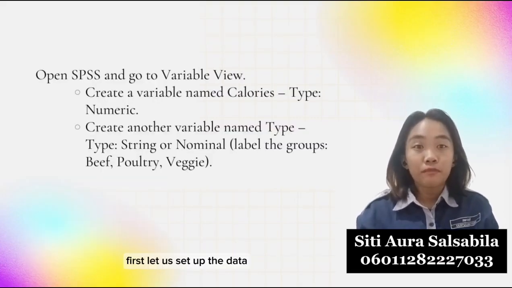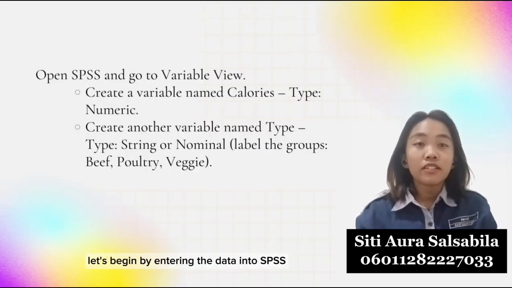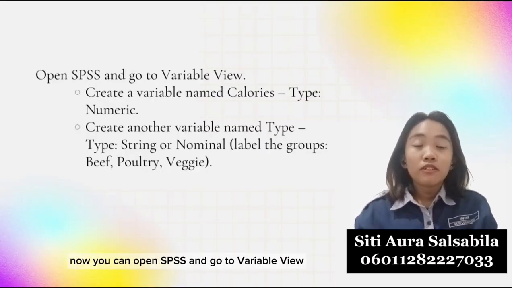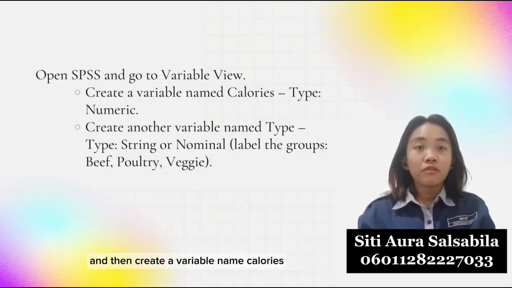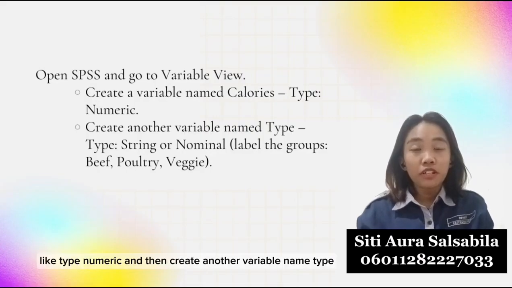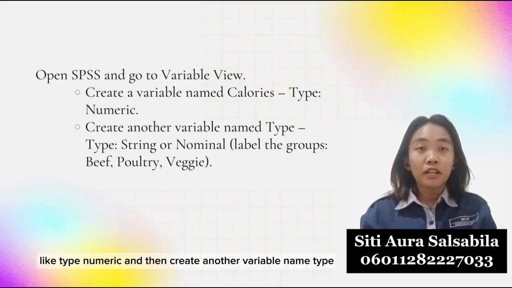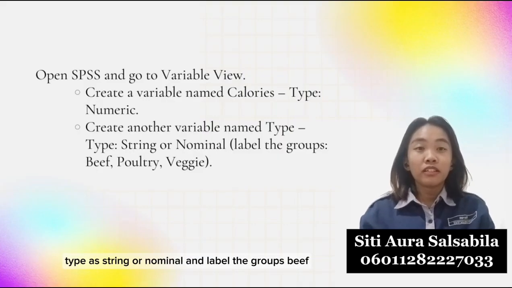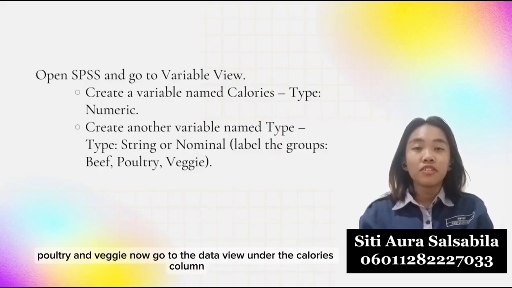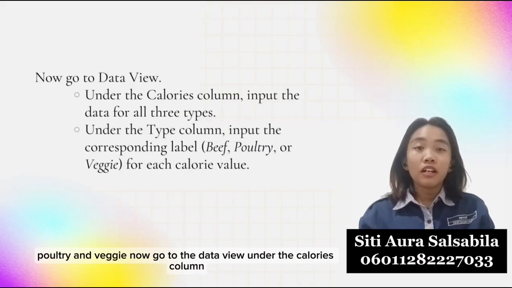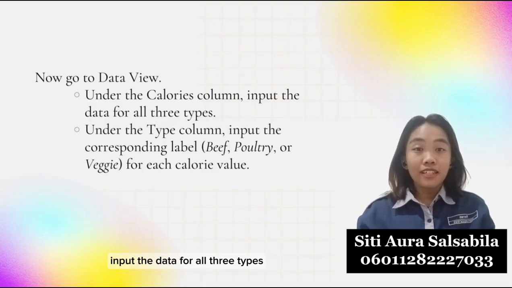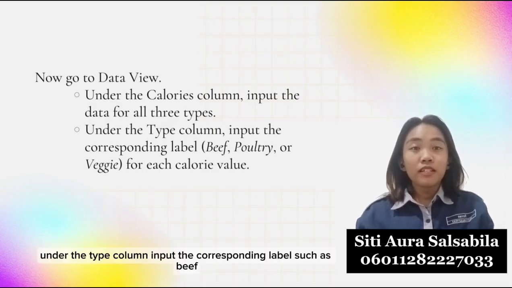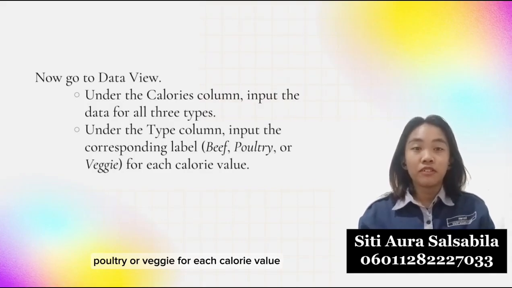First, let us set up the data. Let's begin by entering the data into SPSS. Now, you can open SPSS and then go to the variable view and then create a variable named calories, type numeric, and then create another variable named type as string or nominal, and label the groups beef, poultry, and veggie. Now go to the data view. Under the calories column, input the data for all 3 types. Under the type column, input the corresponding label such as beef, poultry, or veggie for each calorie value.